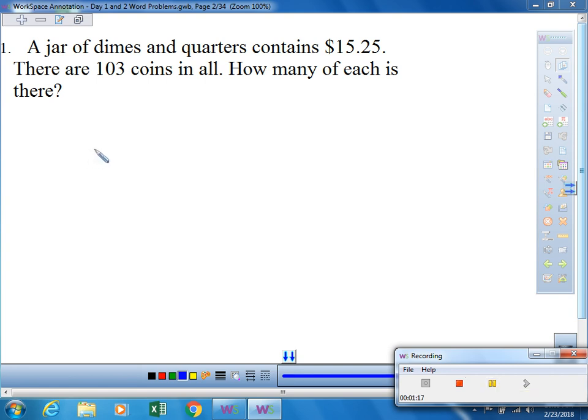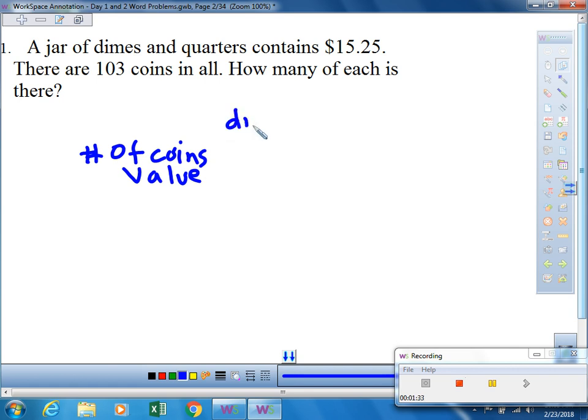So what does this look like? It looks like the number of coins and the value. And then we're going to have what kind of coins? We have dimes, so these are all my titles, and quarters. Right now it's just a jar of dimes and quarters. And then we have a total.